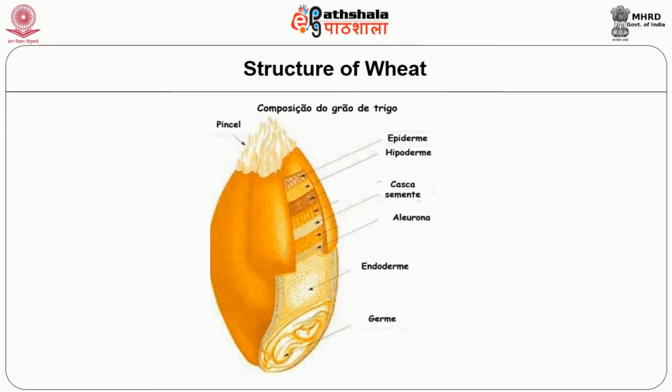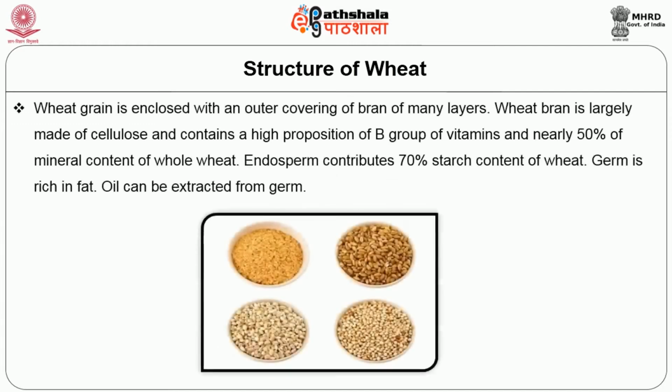Though wheat looks like a small grain, it contains several layers of cells arranged one below the other. The structure of wheat is shown here. It is self-explanatory. Wheat is broadly classified into three types: hard wheat, durum wheat and soft wheat.